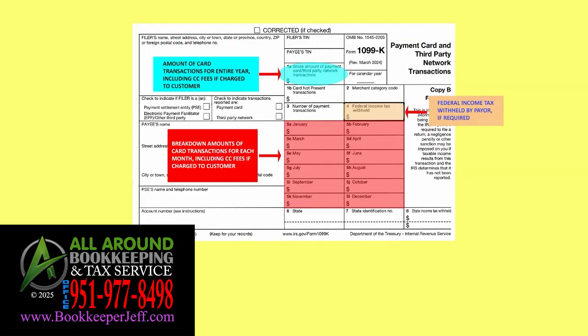And then boxes 5A through J are the breakdowns for each month of the total amount of the transactions that were charged for that month and processed by the payment processor. So this includes the sale plus the bank fee that was charged for each month. And you can verify this against your records. That's why they break it down here, so you can make sure these amounts are accurate.